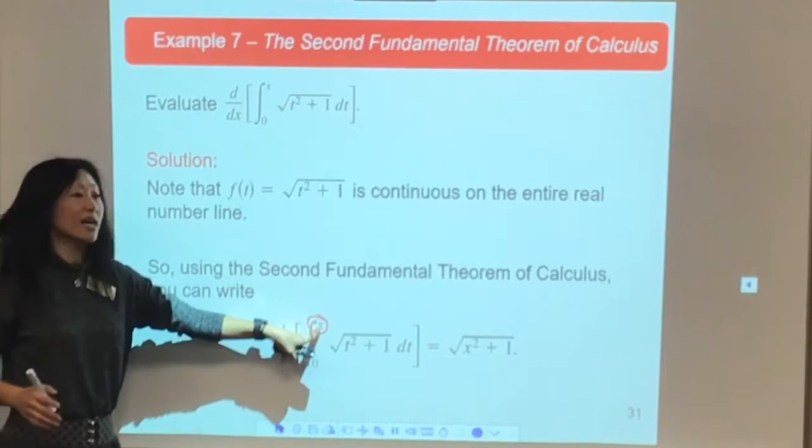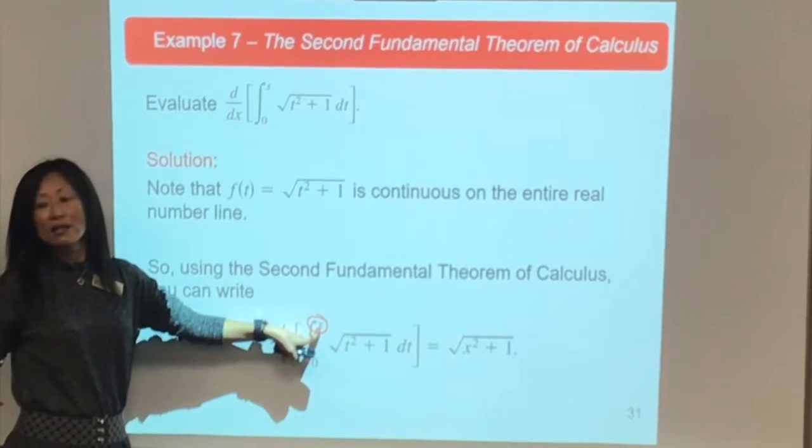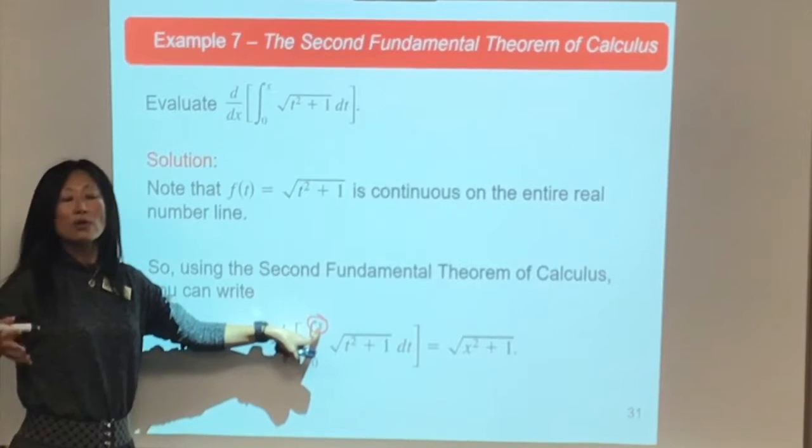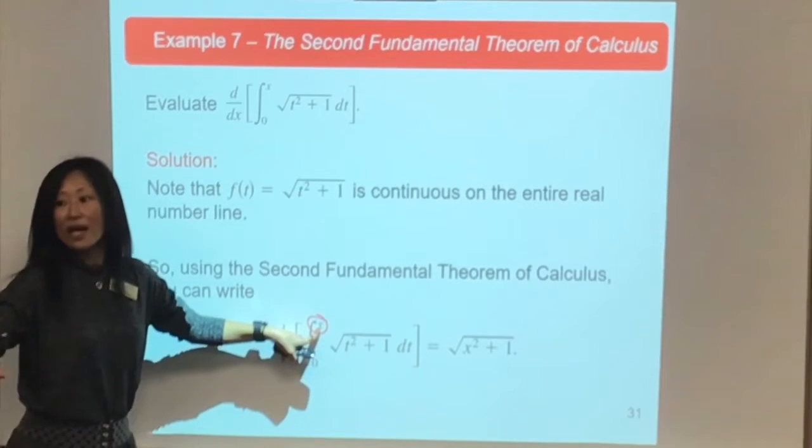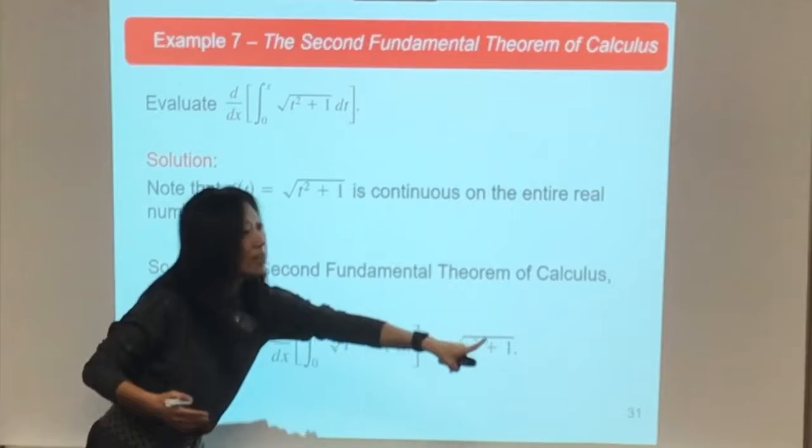But if this is not an x, say it's a cosine x, then when you take the derivative of cosine x, it's negative sine x, right? So you have to have that in place. Are you in the class?